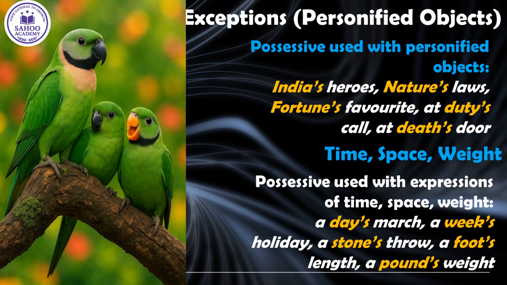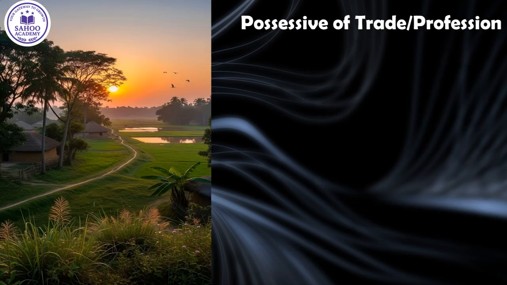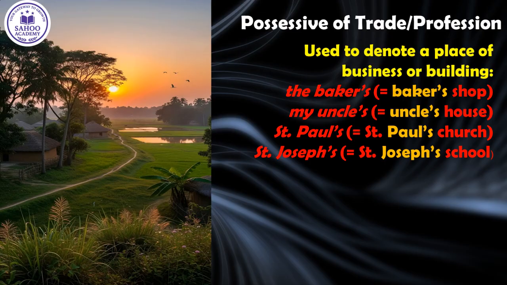Now let's go to the next slide. Now let's learn about another special use of possessive case. The possessive case is often used to denote a place of business or a building. Here the noun refers not to a person but to the place connected with that person. Look at these examples, you will be very clear. The baker's means the baker's shop. My uncle's means my uncle's house. St. Paul's means St. Paul's church. St. Joseph's means St. Joseph's school. So the noun is understood here even though it is not mentioned.